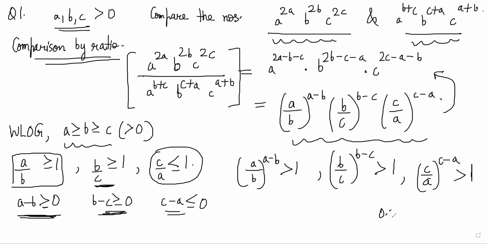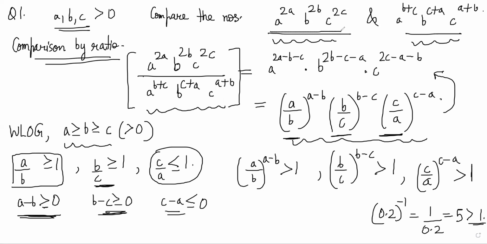So for example, 0.2 to the power minus 1 becomes 1/0.2, which is equal to 5, which is greater than 1, right? So whenever you have a fraction which is less than 1 and you are raising it to a negative power, the answer will obviously become greater than 1. So each of the three terms here is greater than 1, which implies that this ratio is greater than 1, which tells us again that this number is bigger than this number, right? So we have been able to successfully compare these two, and the technique we used was comparison by ratio. I will show you an example when we do comparison by difference.